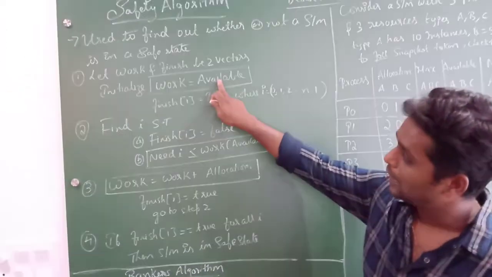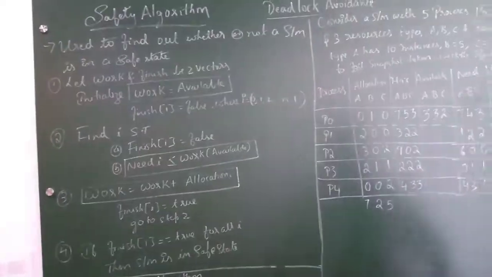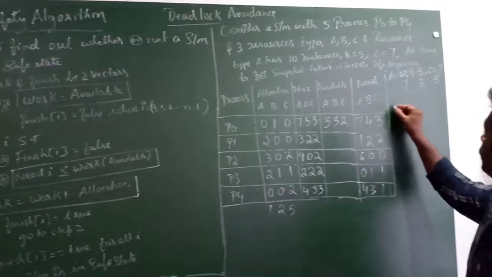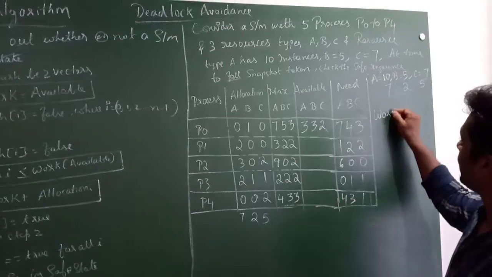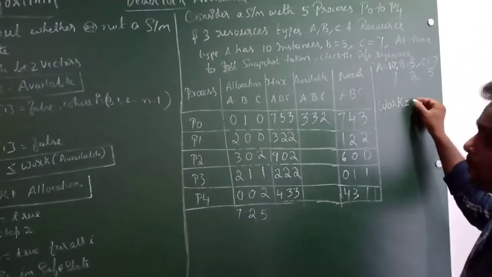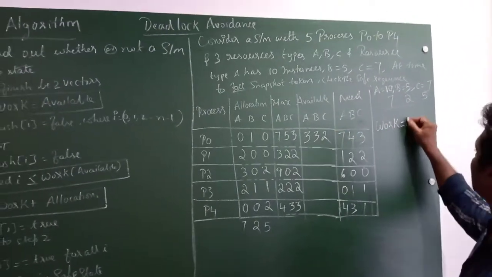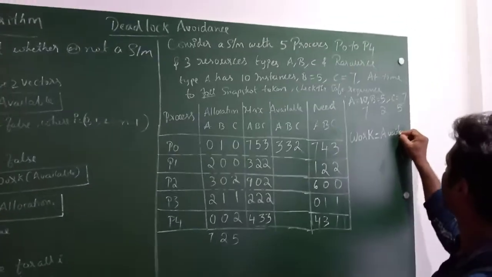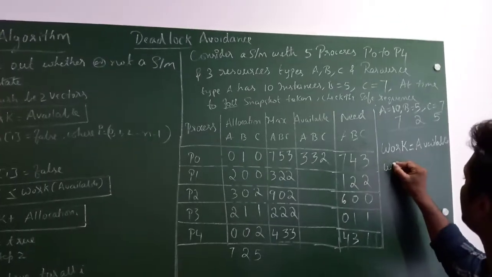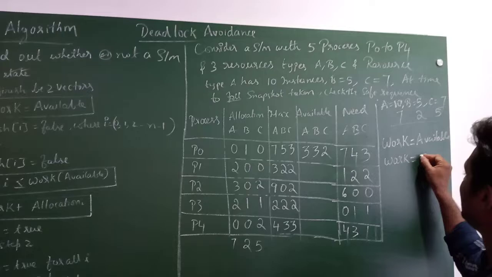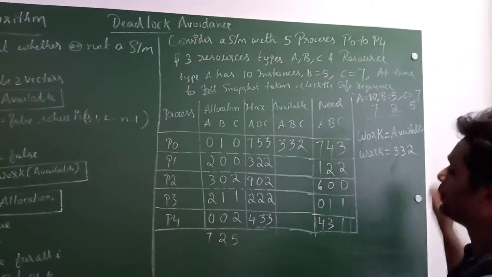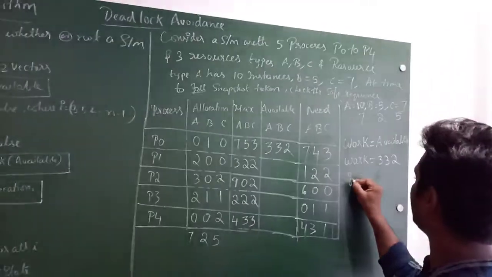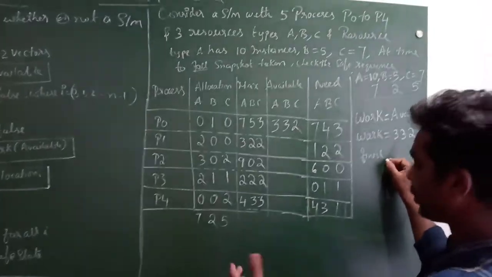I'll just assign available to a variable called work. So what is your available? 332. Now work has been assigned to what here? Available. That is work is what? 332. Next what it says? Finish of I. Means I is nothing but your processes.